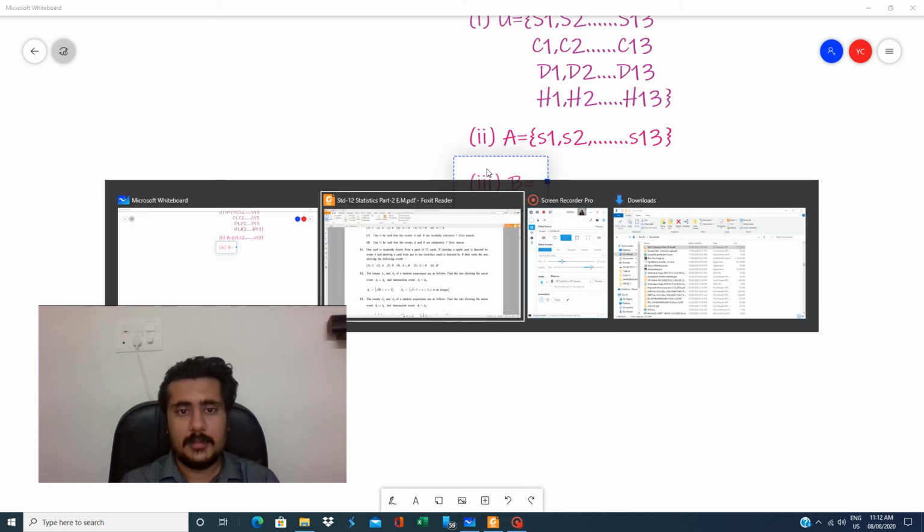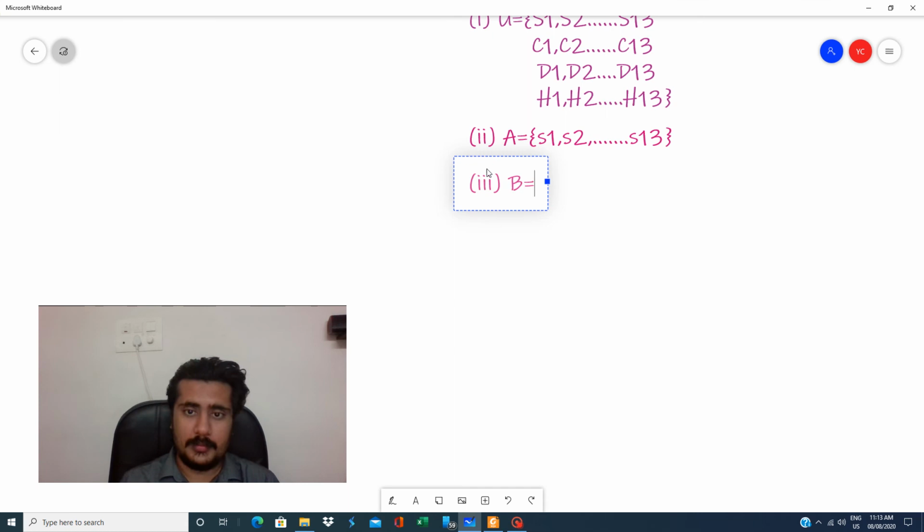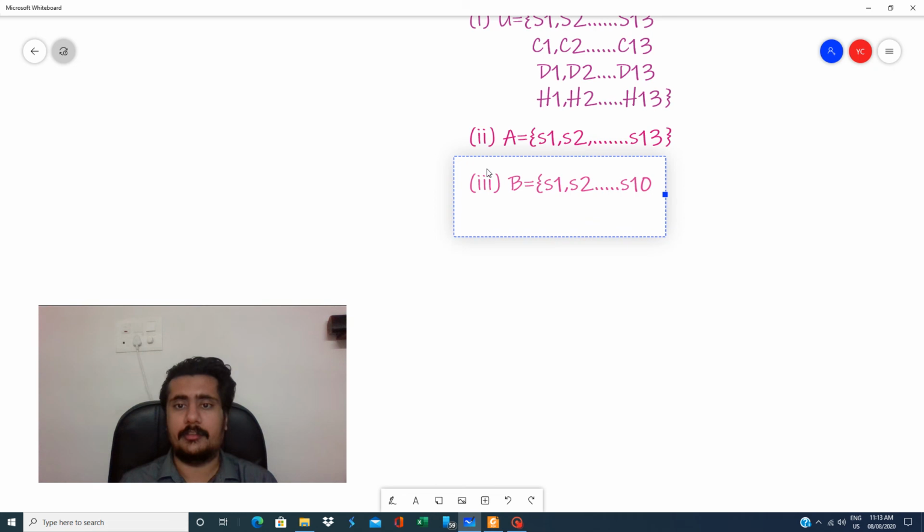Then B. If drawing a card from ace to 10, that is non-face cards, is denoted by B. Now B is non-face cards. How will I be writing this? Let us write like this. It starts from S1, S2, up to S10. No, because we are going up to non-face cards. From S11, face cards start.